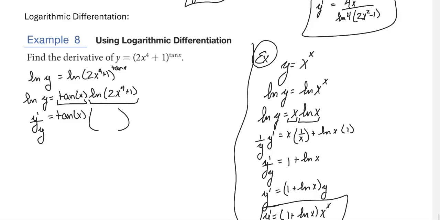This is going to be a u substitution. U is 2x to the fourth plus 1, and the derivative of u is 8x cubed. So there's my du over u, plus the second times the derivative of the first. The derivative of the tangent is secant squared.